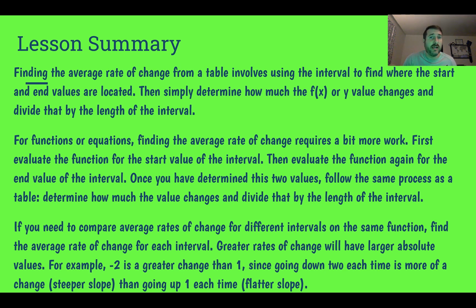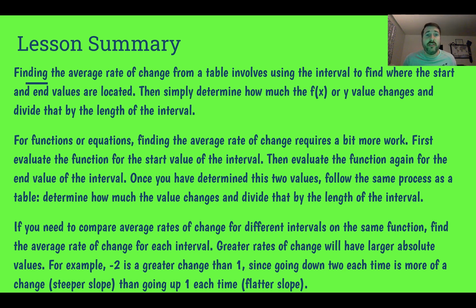Now, in the examples that we saw, both times the average rates of change ended up being the same. That's not always going to happen. So if you come across a situation where you have different average rates of change, you need to think about which one is actually changing more for every unit. For example, -2 is a greater change than +1, since going down 2 each time changes the function more than going up 1 each time.